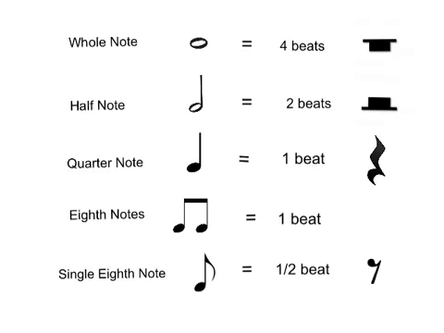I should also point out that for each note that we have, there's also a matching rest. And the name of the rest matches the name of the note. So if this is a whole note worth 4 beats, this is also a whole rest worth 4 beats. And we have half note, half rest, quarter note, quarter rest. And then down here we have a single eighth note and an eighth rest.